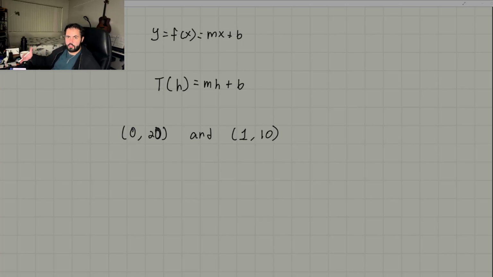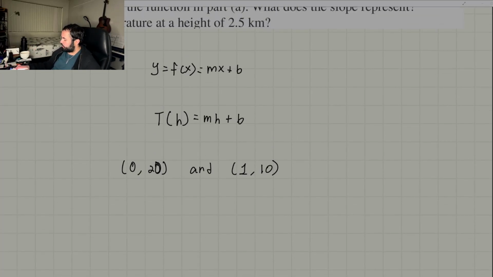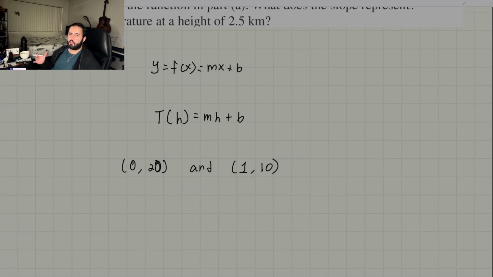So we can use these points to find out what these parameters are equal to. Looking at this pair of points, which would you say is the most useful one? Which do you think we should use first in order to find either the slope or the y-intercept? Which would be the best one to use?